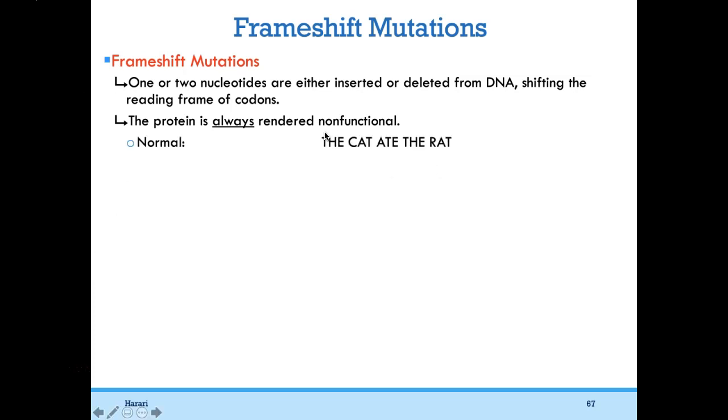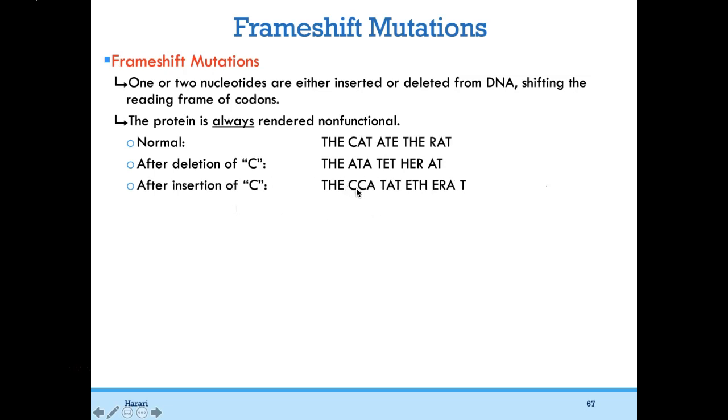Suppose you have a sentence, the cat ate the rat. Right? They're all words of 3 letters, just like codons. If I just deleted one letter, the C, and divided up the letters into 3s, I would get a completely different sentence. Everything shifted over, so the entire sentence is ruined.